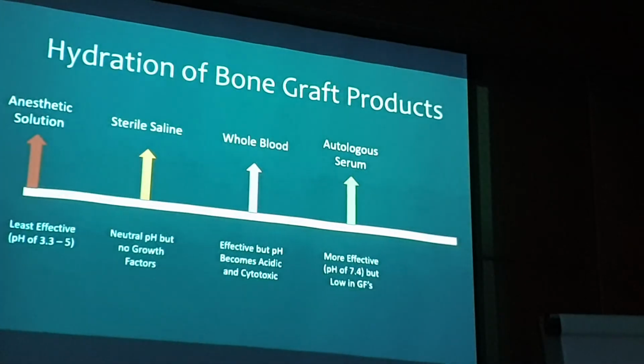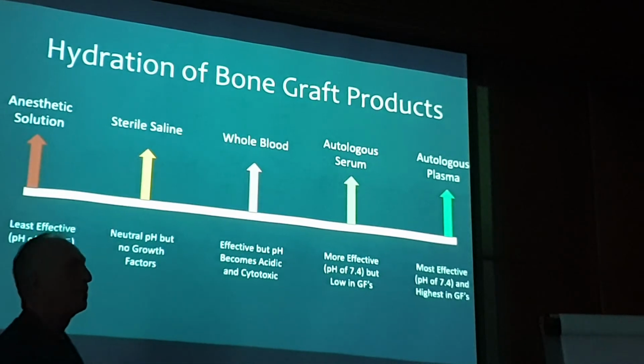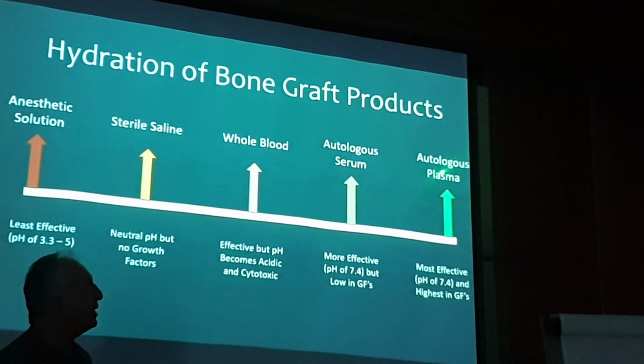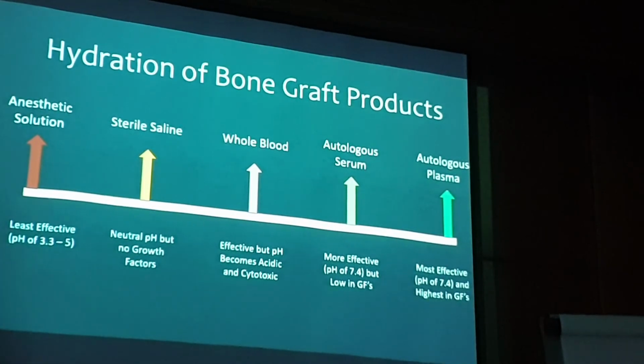Okay? The last thing that you can use is something called autologous plasma. Why is autologous plasma different from autologous serum? Autologous serum represents the fluid that's released, without cells. It's just the fluid content of our bloodstream. It's water and a few little proteins.